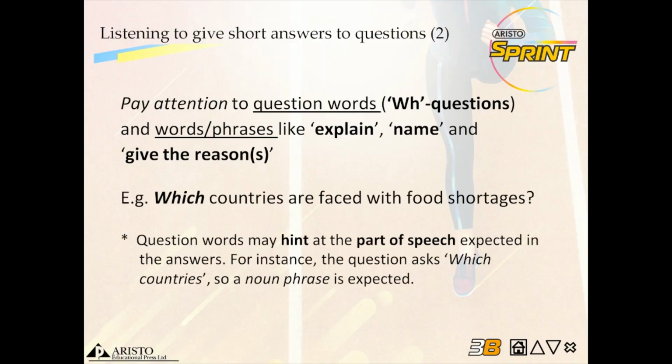For example, you must pay attention to the question word which in this sentence. Question words may hint at the part of speech expected in the answers. In this case, which countries indicates that a noun phrase is expected.